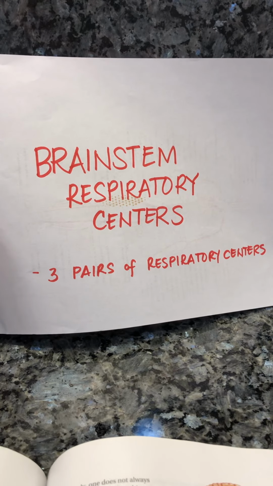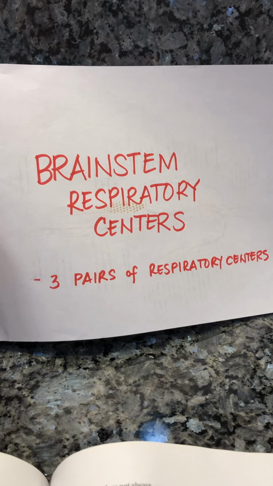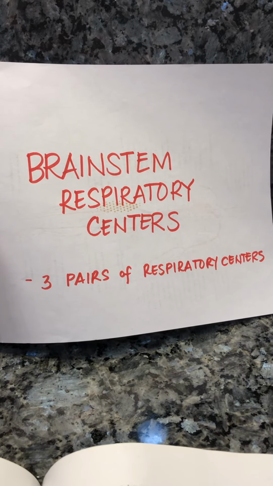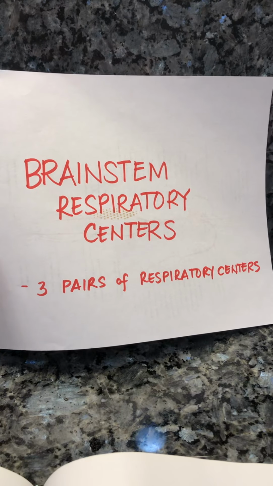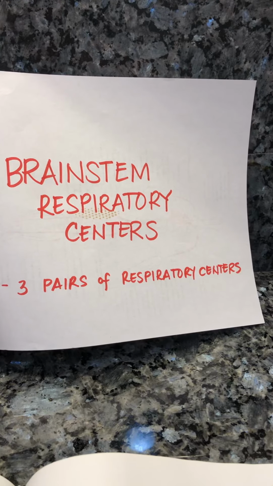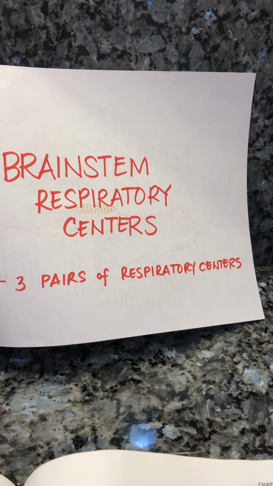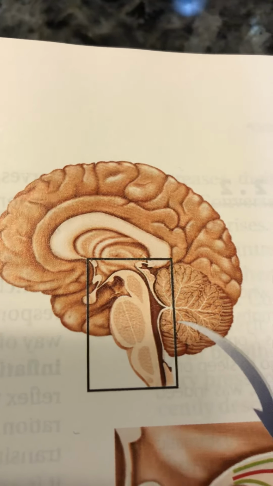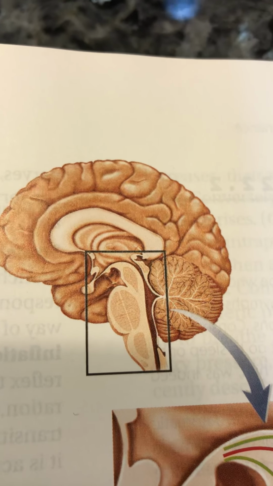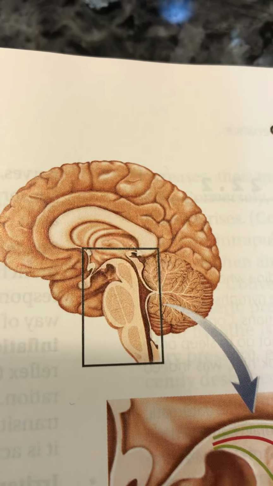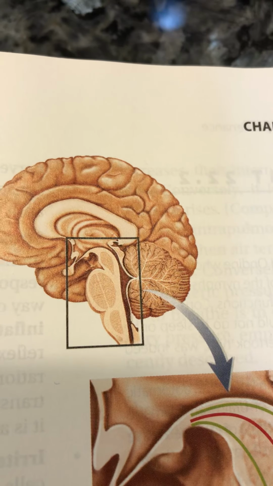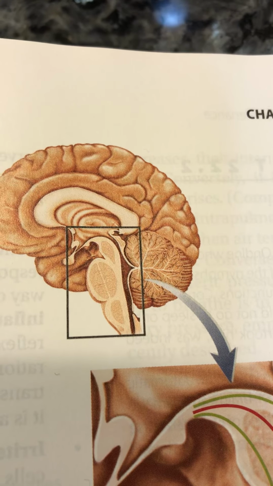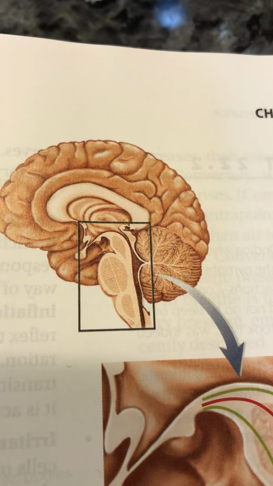Hello everyone. So today I'm going to be discussing the brainstem respiratory centers. The automatic unconscious cycle of breathing is controlled by three pairs of respiratory centers. And it is found in the reticular formation of the medulla oblongata and pons. So that's the image right there. There is one of each on the right and left sides of the brainstem. The two sides communicate with each other so that the respiratory muscles contract symmetrically.